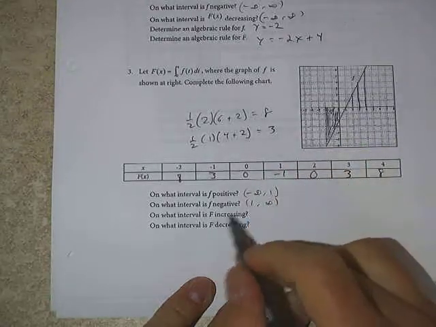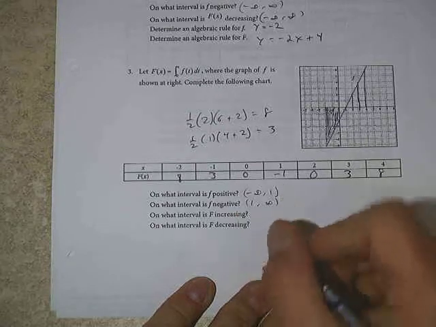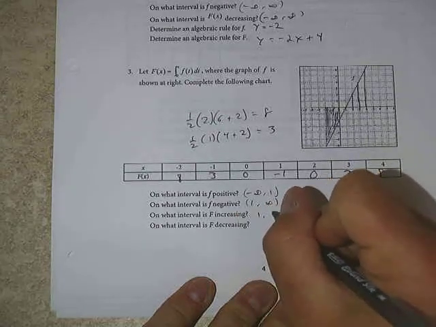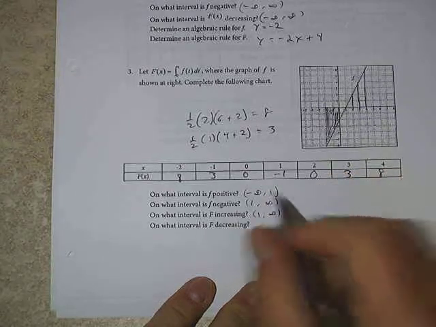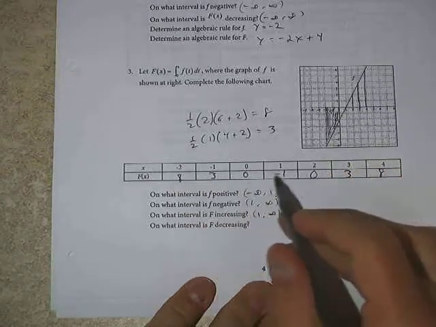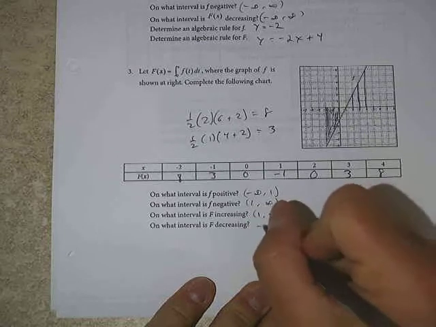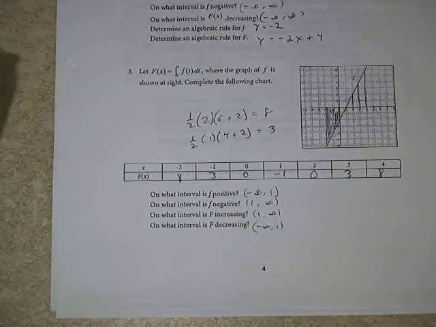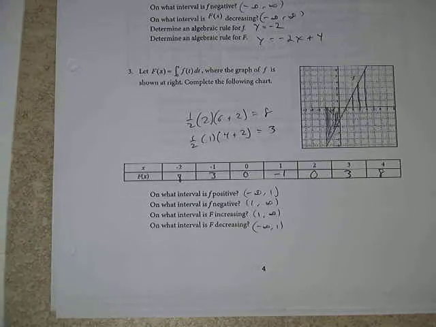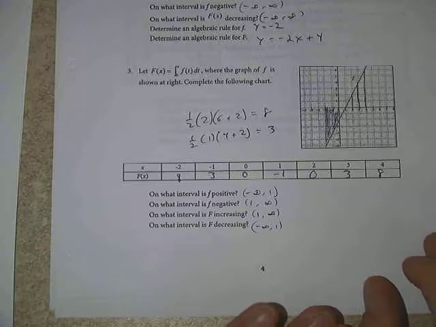So on what intervals is f positive? F is positive from negative infinity to 1. Negative from 1 to infinity. F is increasing on 1 to infinity. And f is decreasing on negative infinity over to 1.